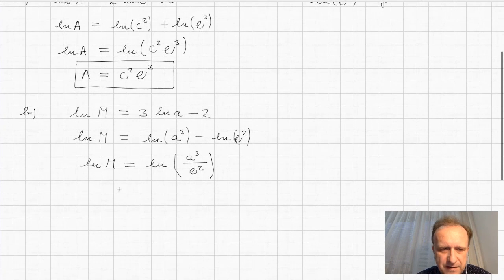Now again, since the natural logarithm is the function that is 1 to 1, we can say that m must be equal to a cubed over e squared, like that.